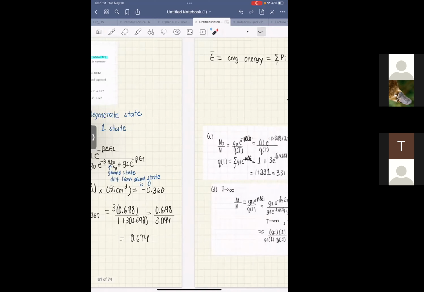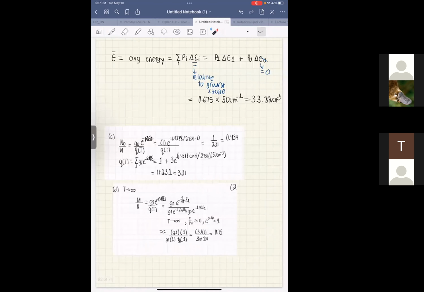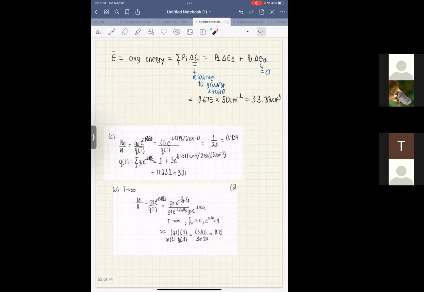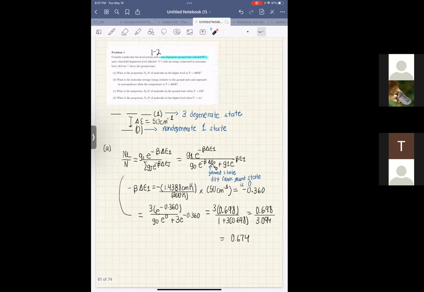Okay, so next part is to find the average energy. So it's the sum of the distribution here. So pretty much the distribution we solved, and the difference between the ground states. So basically, we found that P of 0 and the energy relative to the ground state is 0, so we don't need this. We solve for this part here in the first question.